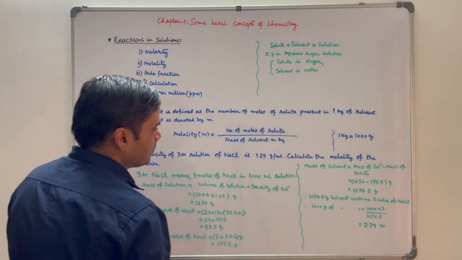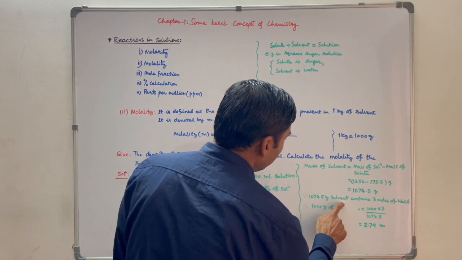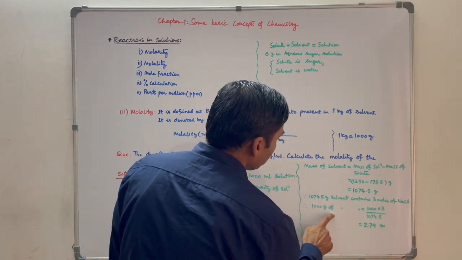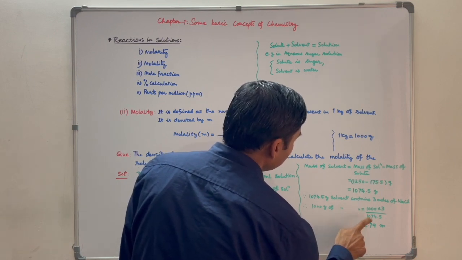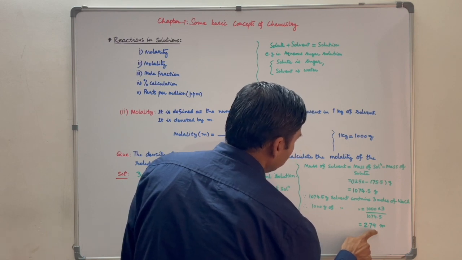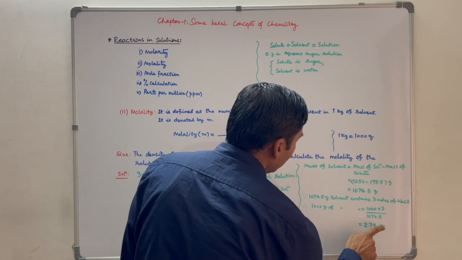Now we will say, since 1074.5 gram of solvent contains 3 moles of NaCl, so 1000 gram of solvent contains how many moles of NaCl? That comes out to be 2.79 moles of NaCl. And we will say its concentration is 2.79 molar.